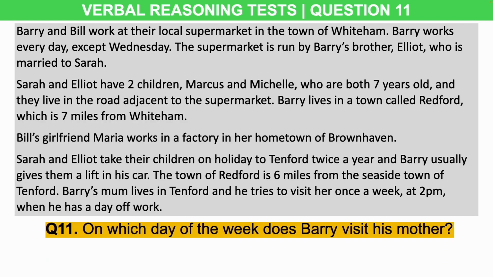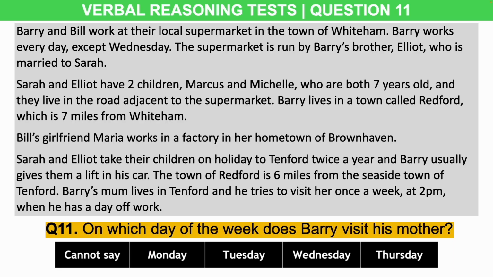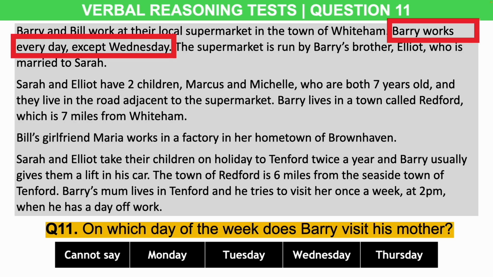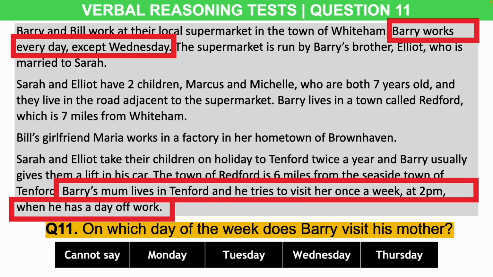So question 11 is this. On which day of the week does Barry visit his mother? Here are your answer options. Cannot say, Monday, Tuesday, Wednesday, or Thursday. What would you say? Again, it's all about a process of elimination. In the first paragraph, we are told that Barry works every day except for Wednesdays. And in the last paragraph, we are told that Barry visits his mother once a week on a day he is not working. We know from reading the first paragraph that Barry doesn't work Wednesday, so this is the day he'd be able to go and visit his mother, making the correct answer option Wednesday.